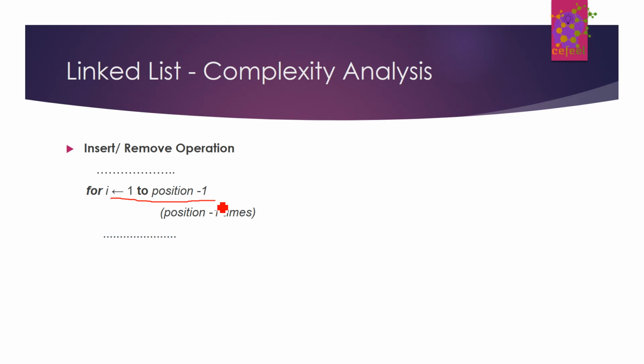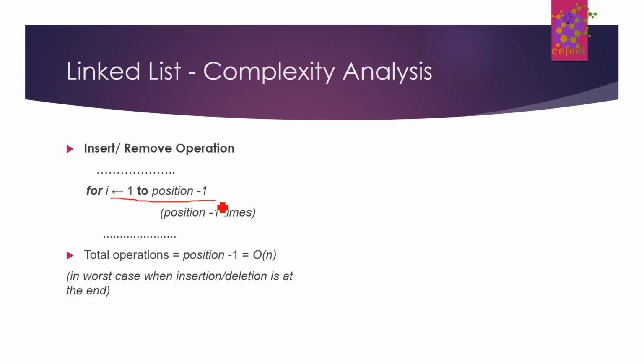So essentially this is the only loop which we have, and it runs position - 1 times, and hence the total operations is position - 1. And because position can be the end of the linked list, position might be n. So it's possible that the for loop runs n times, and hence we say this is order of n. So total operations for insert and remove is order n, because in the worst case insertion or deletion is at the end.